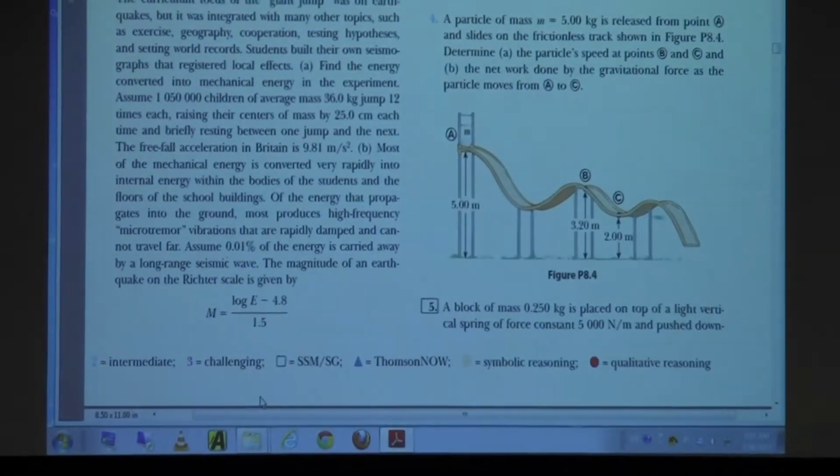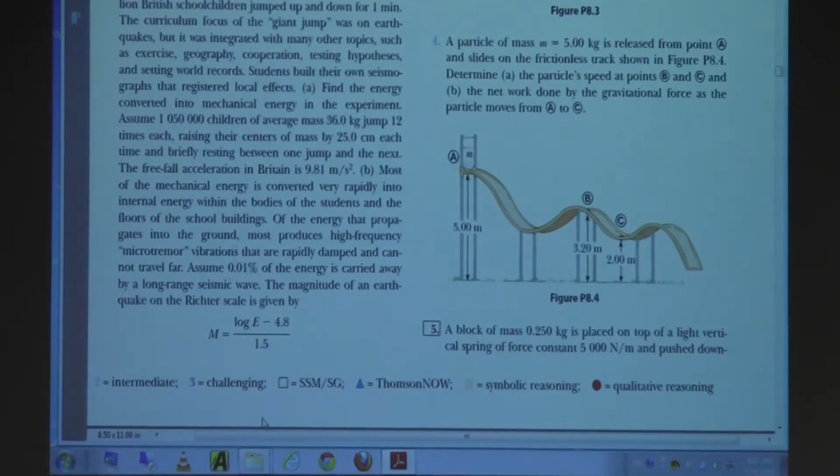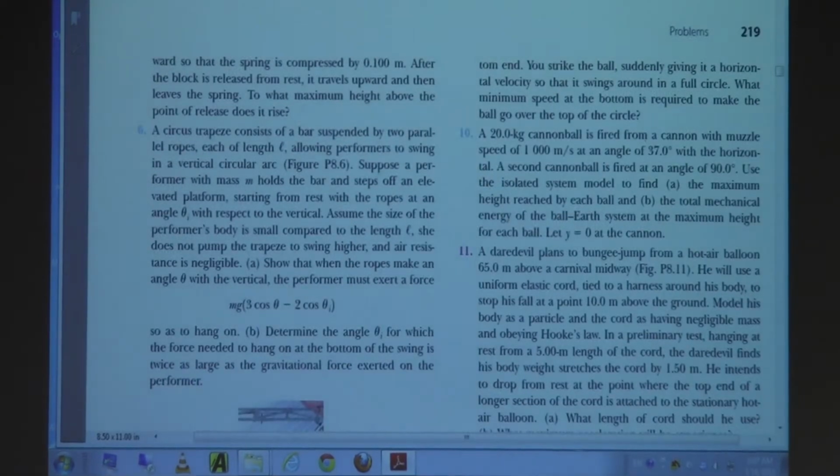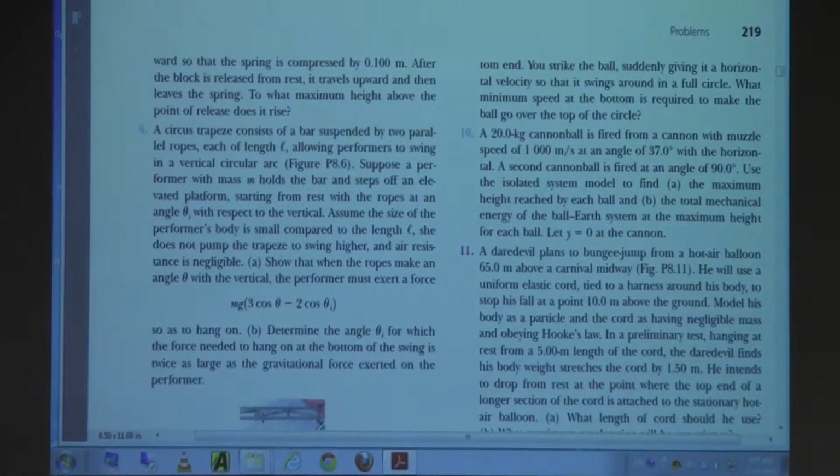A bunch of problems here listed. Let's see this conservation of energy principle in action and why it can be so valuable as a tool. I'll start here. It says a block of mass 0.25 kilograms is placed on top of a vertical spring with a spring constant of 5,000 newtons per meter and pushed downward so that the spring is then compressed 1/10 of a meter. Now, after the block is released from rest, it travels upward and then leaves the spring. To what maximum height above the point of release does it rise?